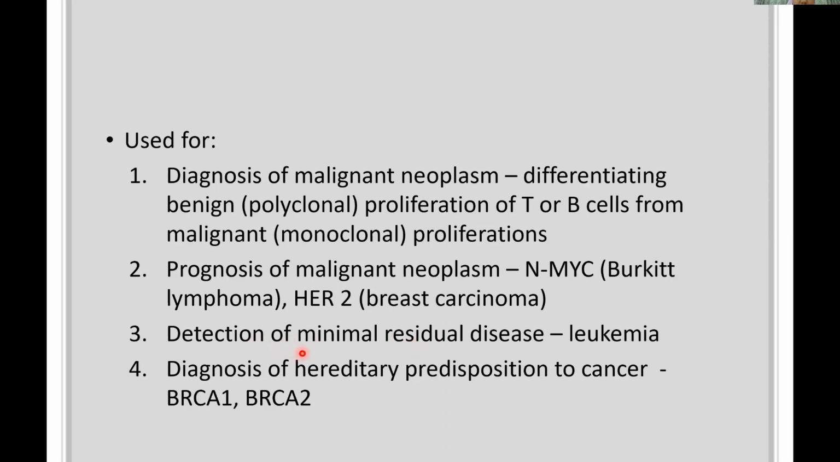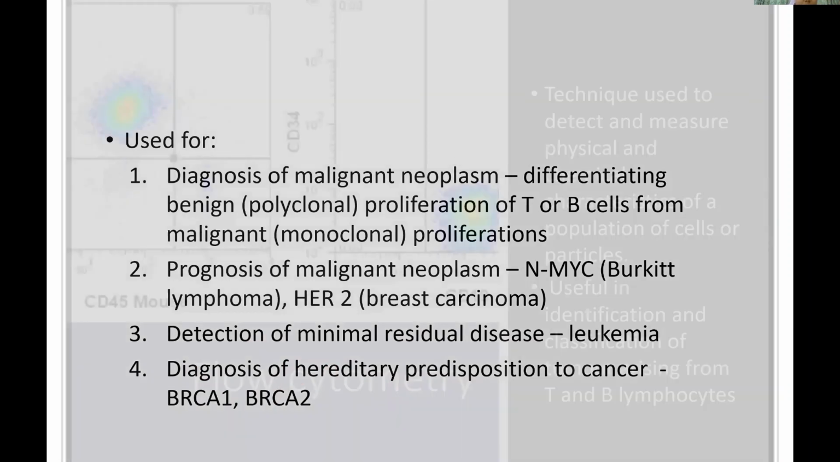Okay, the third usage is for detection of minimal residual disease in case of acute leukemia. And the last one, diagnosis of hereditary predisposition to cancer. We want to see any mutations or any genetic events. BRCA1, BRCA2 can use a PCR.